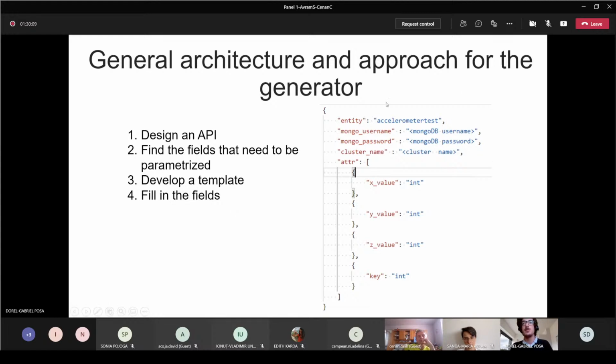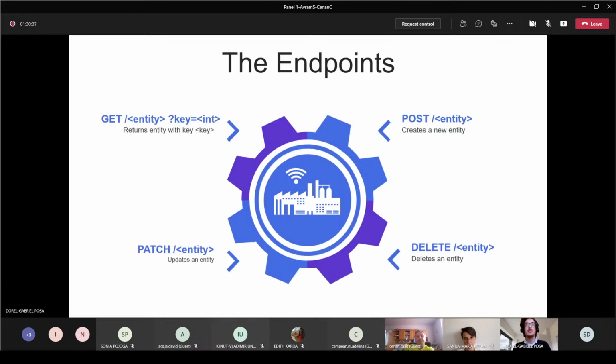The values that you need to pass are the entity name, which is going to be also the name of the model. Mongo's username and password, because the data will be stored on MongoDB, an online cloud platform. Also the cluster name, and the attributes that the API will have, the model. For example, here for the accelerometer, we have the XYZ values and also a key that is used to uniquely identify each document. The endpoints that the API needs are get, post, patch, and delete. In my opinion, these endpoints are enough for the proof of concept.